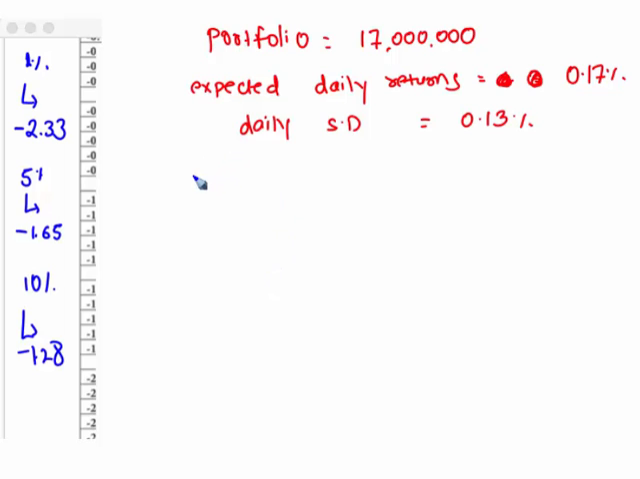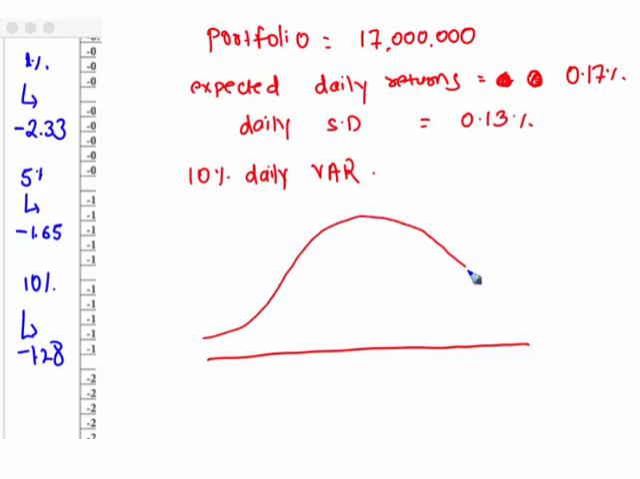You have to calculate a 10% daily VaR. This one again I will solve for you. Next one you can solve by yourself. So again you simply plot this on a normal distribution. And then if you want a 10% VaR, that means you want to leave 10% probability on the tail, and you want to have 90% probability in the right tail.